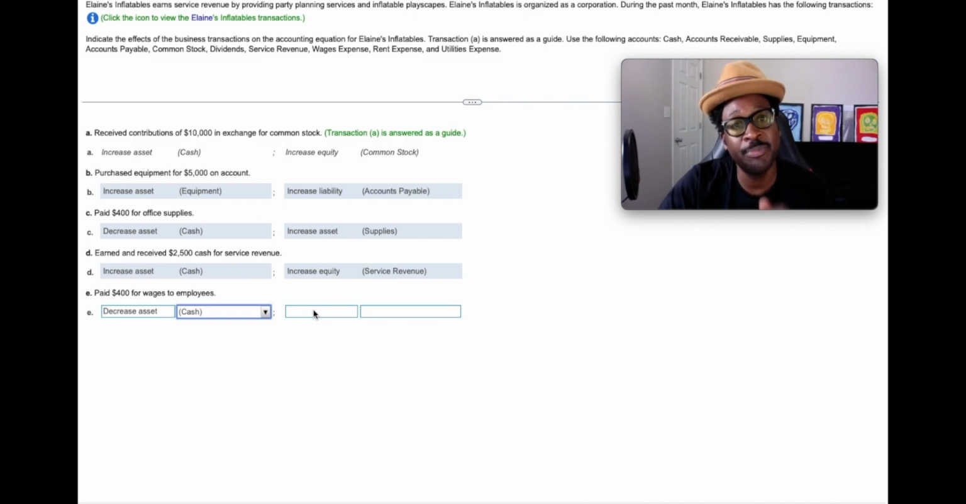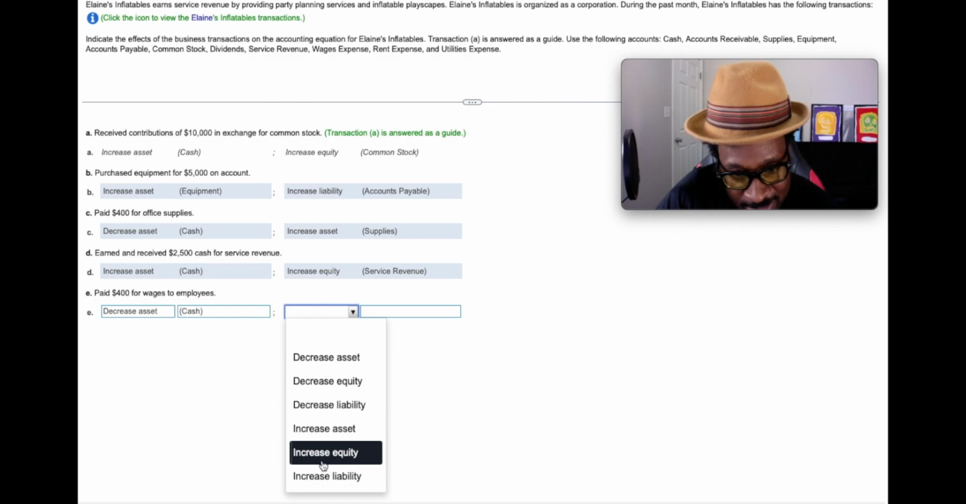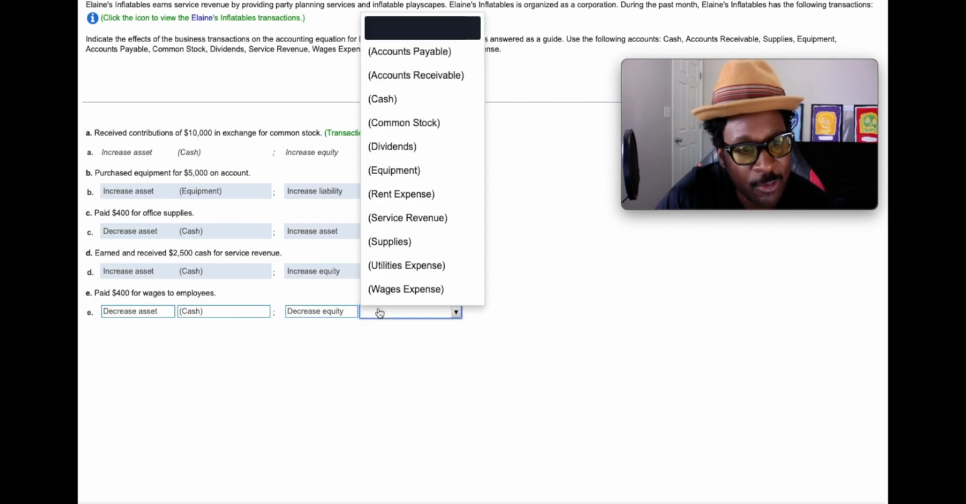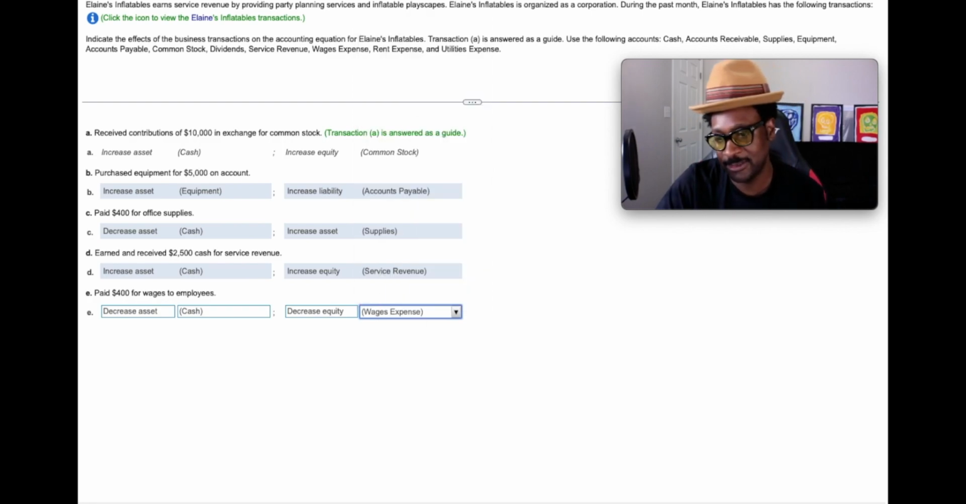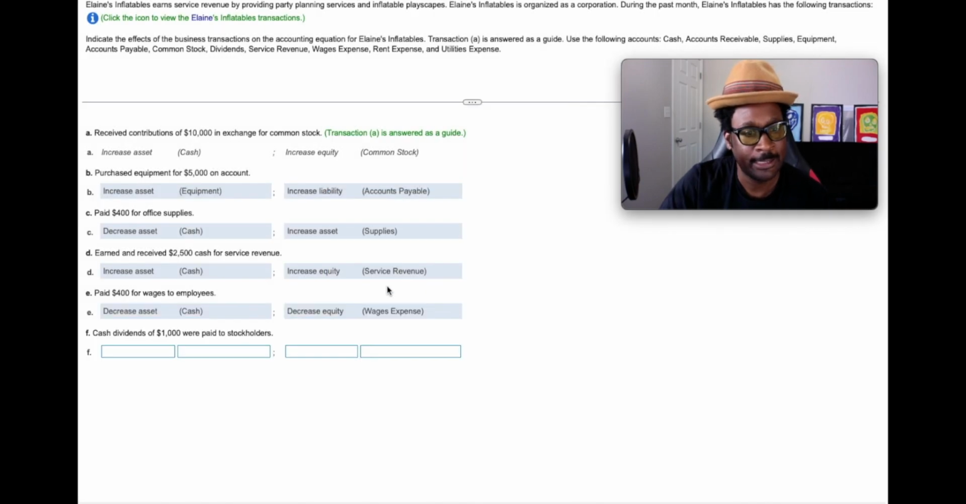Expenses to the company also affect retained earnings. Why? Because retained earnings is income. So anytime we have expenses in a company, it decreases our retained earnings. Since it's decreasing our retained earnings, it's ultimately also decreasing our stockholders' equity. So our stockholders' equity is going to go down under what account? Wages expense. So we're going to check that answer. Money all day, gang. Let's move on.